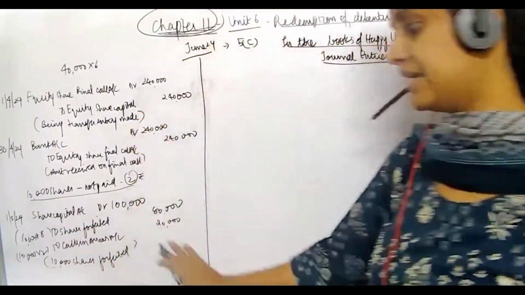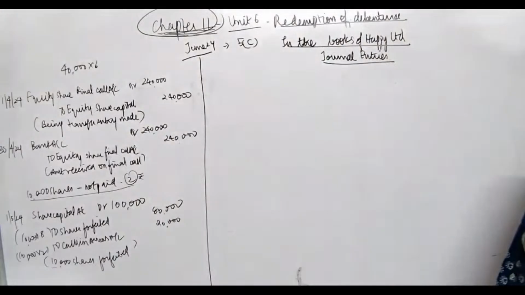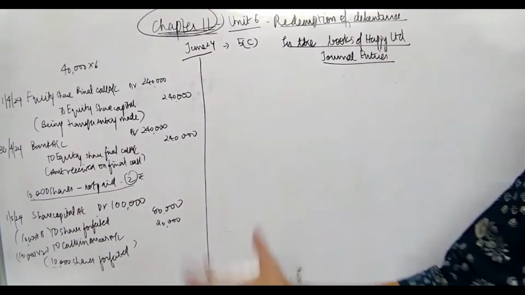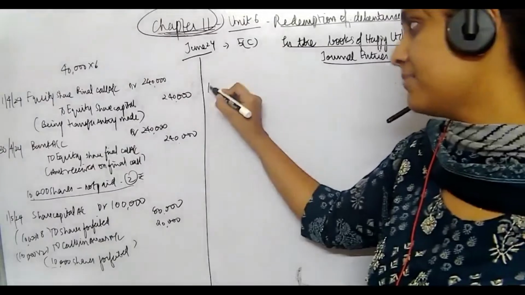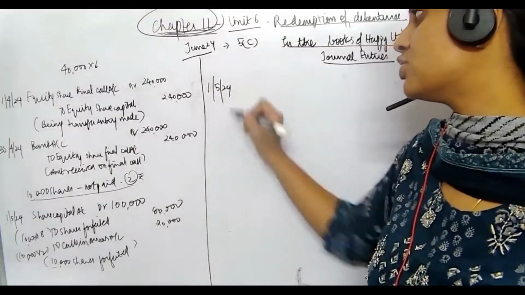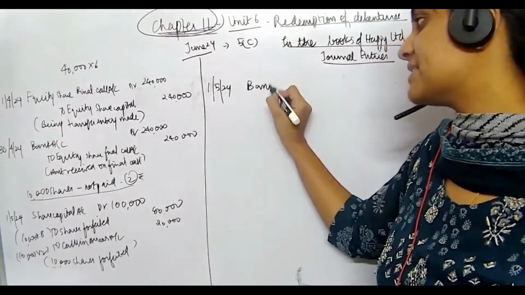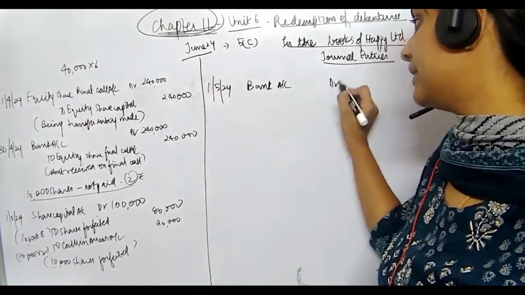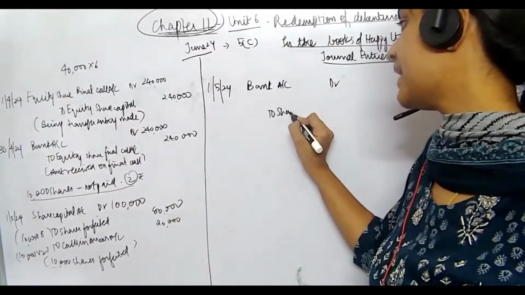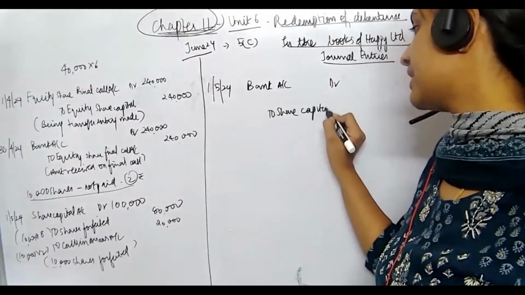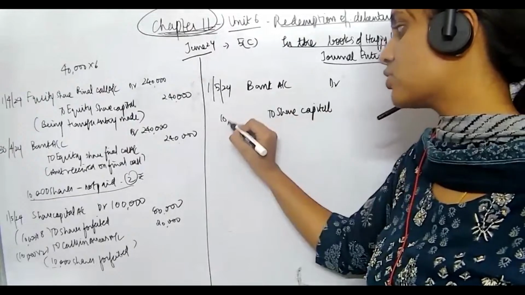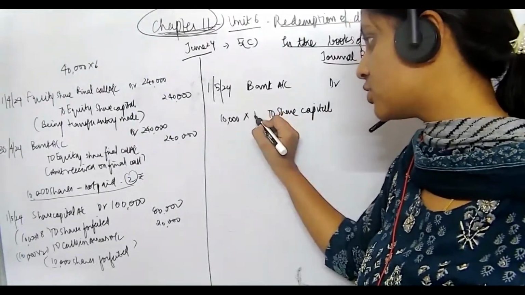This is the third entry I have passed. On 1st of May, they decided to forfeit, and immediately, on the same day, they reissued. When you reissue, it is nothing but bank account debit to share capital, correct? Share capital always at the face value. So 10,000 shares they have reissued.